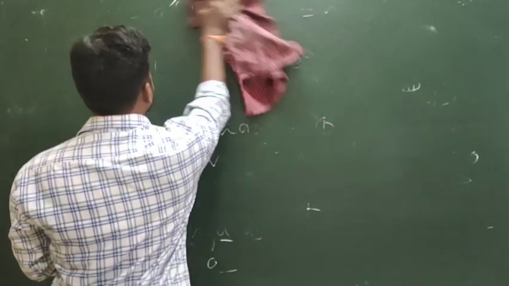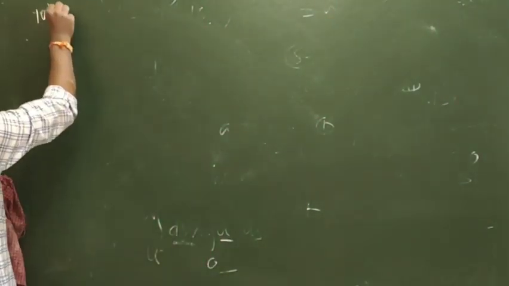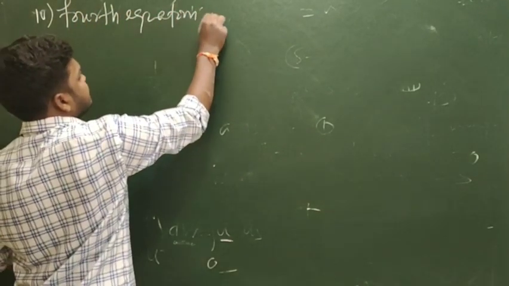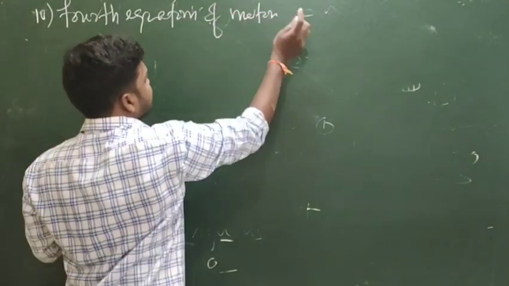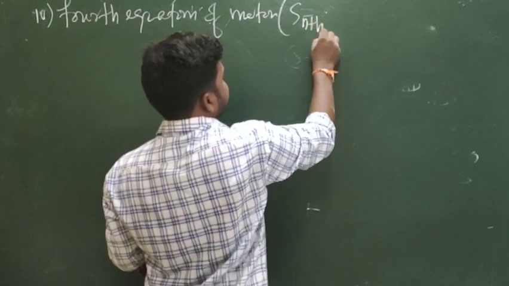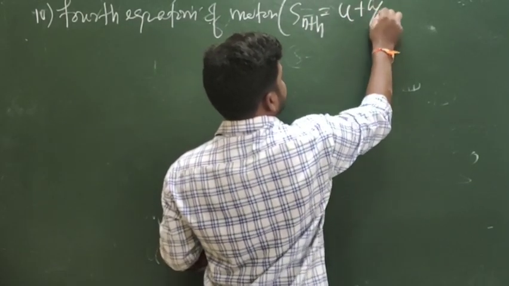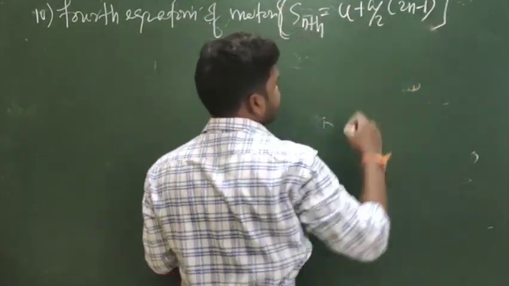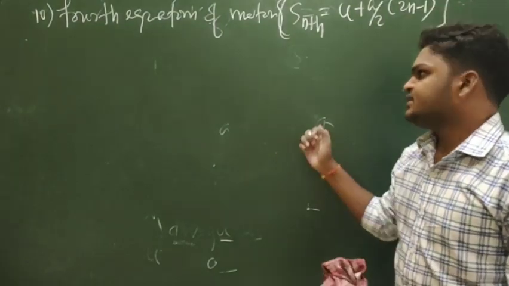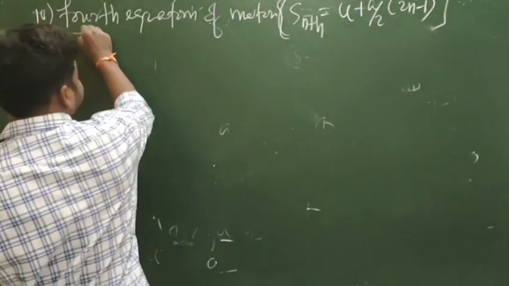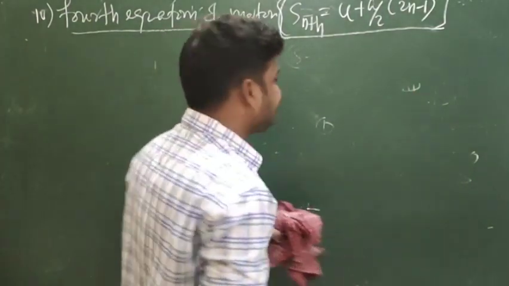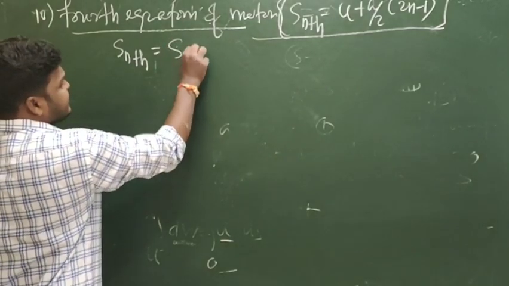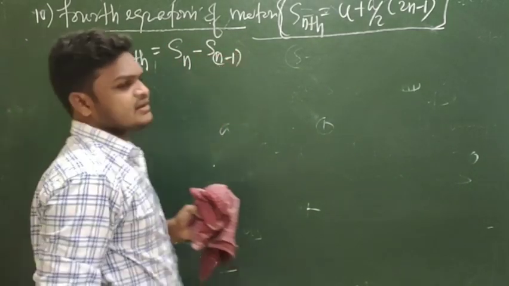Next, the final equation of motion, the fourth equation of motion, that is S n th is equal to u plus a by 2 into (2n minus 1). This formula will be proved by using integration and derivative. So you know that S n th is equal to S n minus S n minus 1.